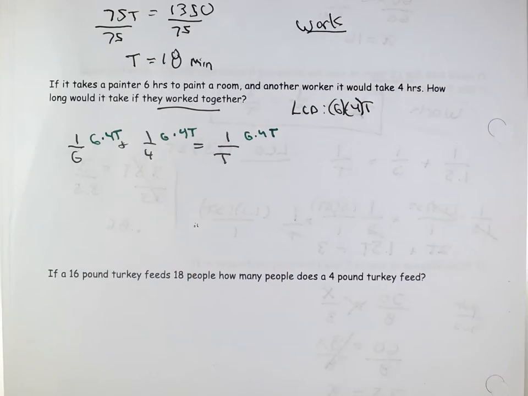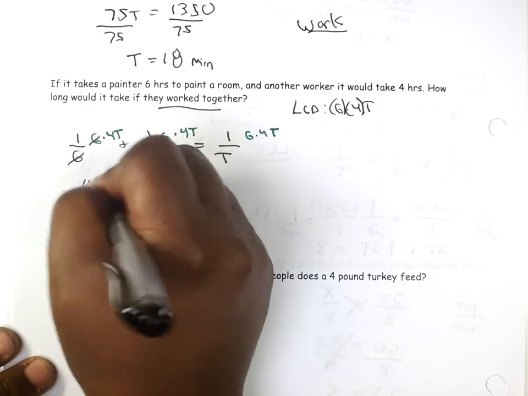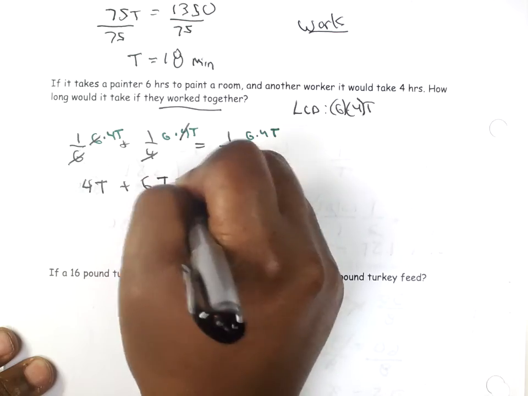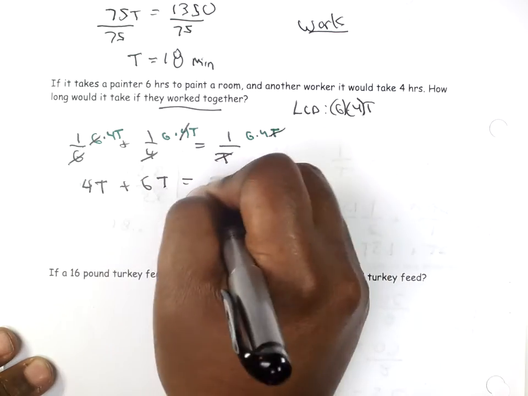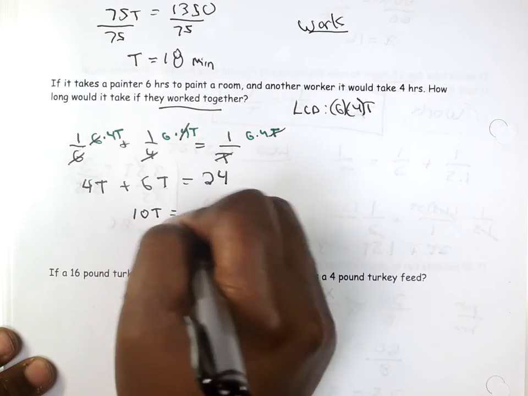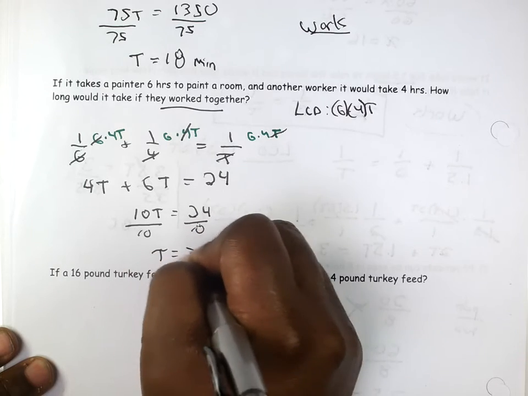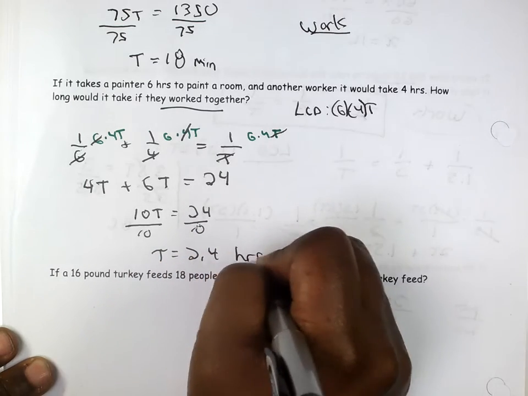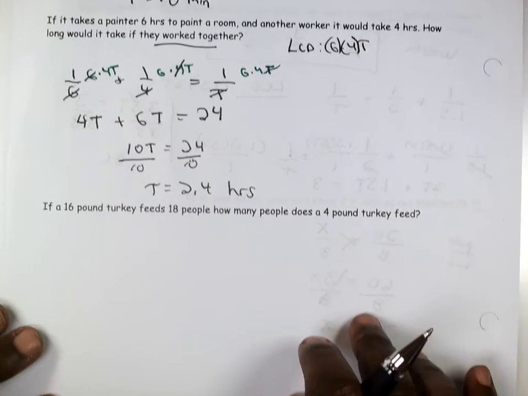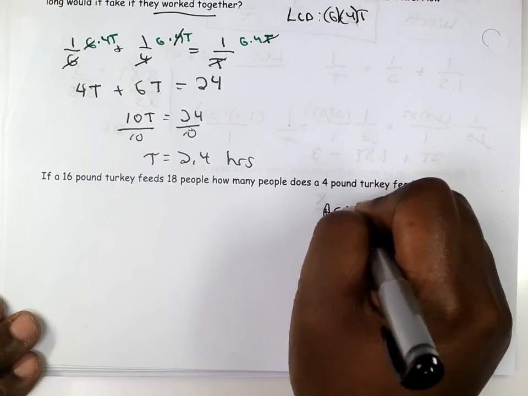So the first one, the 6's cancel, I'm left with 4t. The second one, the 4's cancel, I'm left with 6t. And then on the other side, the t's cancel, 6 times 4 gives me 24. So I get 10t is equal to 24. Divide by 10. And it's going to take 2.4 hours if they're working together to paint the room. And then the last one is another proportion.